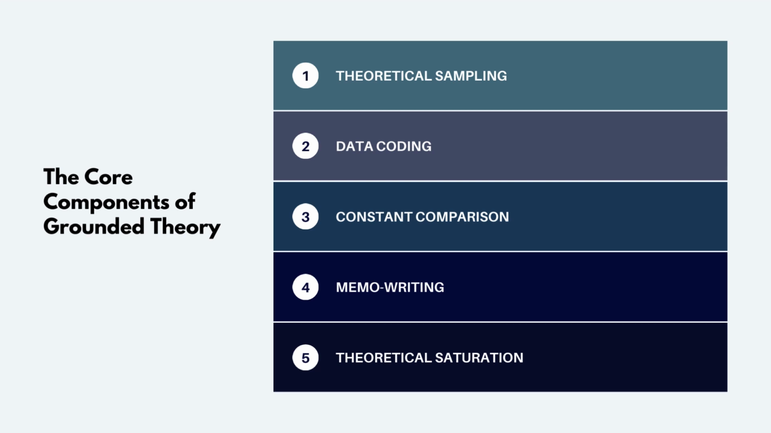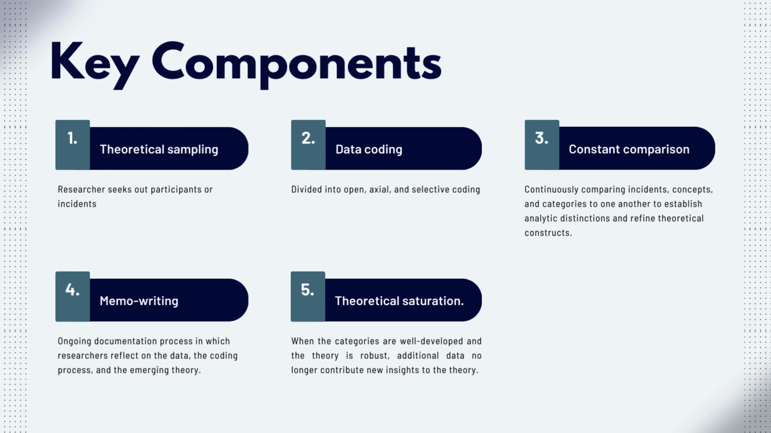Grounded theory is built on several key components that guide its application. These include theoretical sampling, data coding, constant comparison, memo writing, and theoretical saturation. Together, these elements form the backbone of the grounded theory approach.